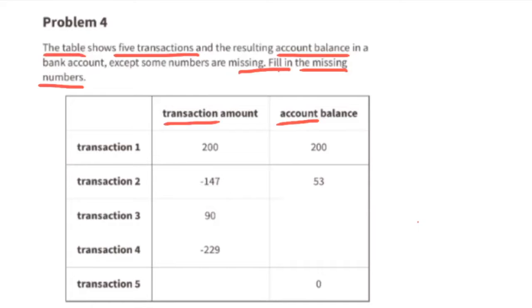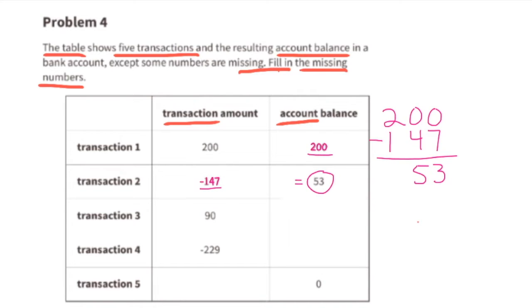Problem number 4. The table shows 5 transactions and the resulting account balance in a bank account, except some numbers are missing. Fill in the missing numbers. After the first transaction, the account balance is $200. Then the second transaction, they subtract or withdraw $147. So 200 minus 147 is 53. So the account balance after the second transaction is $53.